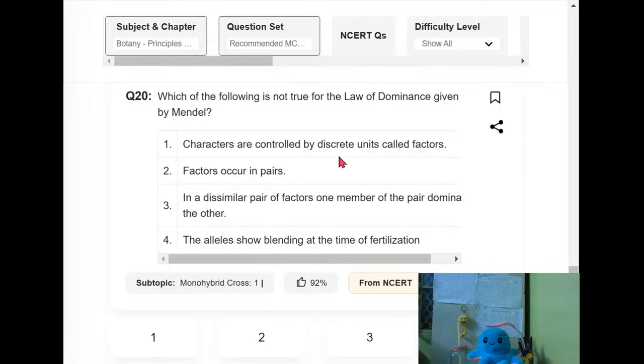Which of the following is not true for the law of dominance given by Mendel? Characters are controlled by discrete units called factors. Factors occur in pairs. In a dissimilar pair of factors, one member of the pair dominates the other. The alleles show blending at the time of fertilization. Fourth.